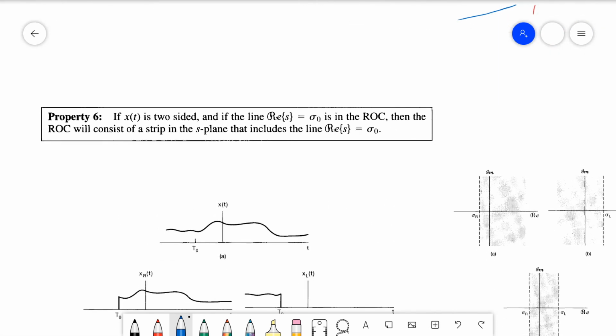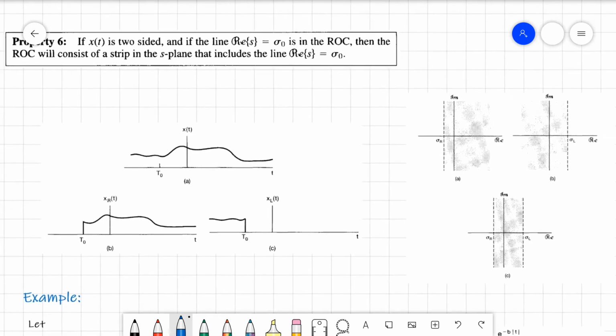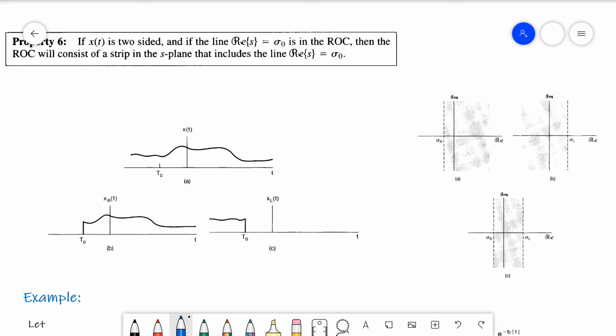So let's move to another type of signal, which are the two-sided sequences or two-sided signals. Two-sided signals extend to either side of time, greater than 0 and less than 0 as well. So if we want to explore this property, we can represent this two-sided signal as the combination of a right-sided and a left-sided sequence. What do I mean by this? We can write x(t) as the combination of xr(t) and xl(t).